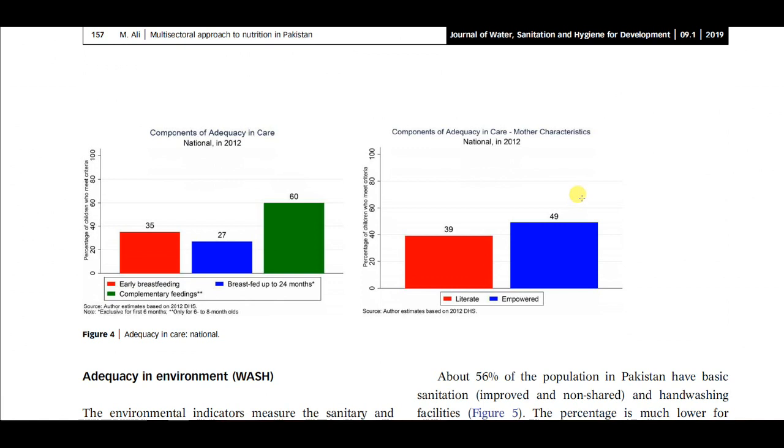51% do not, which is troubling. 39% can read or write. So these 2 indicators combined with initiation of breastfeeding are considered as the measure for adequate care.